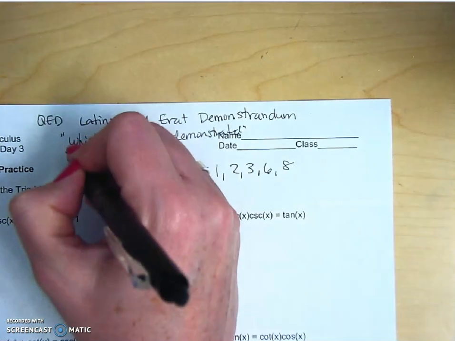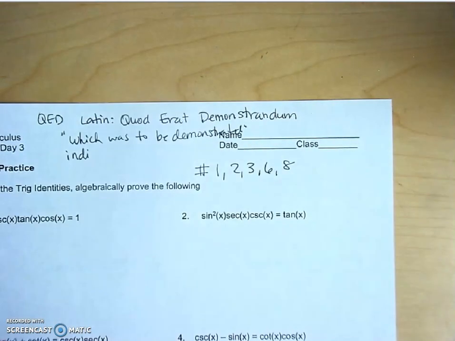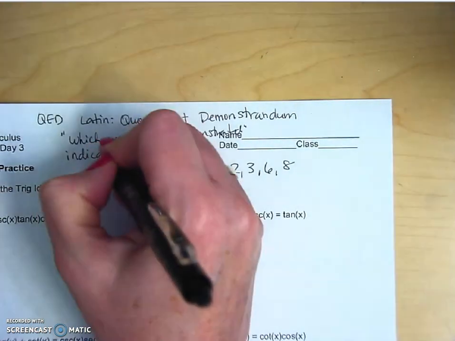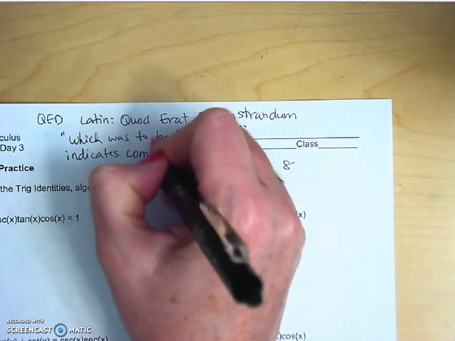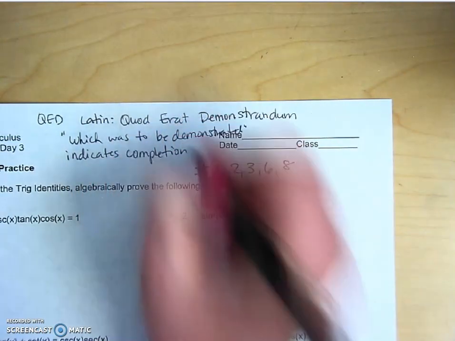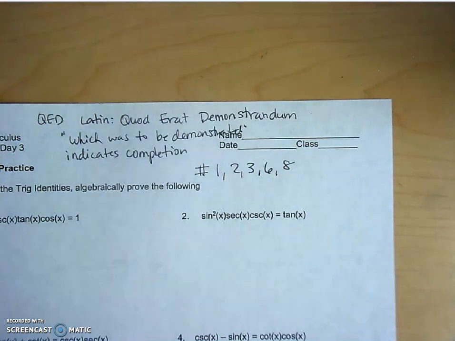Or, excuse me, it indicates successful completion. So we're going to be writing that at the end of our proofs. These are proofs, just because that's a thing that is done in math, and so we're going to be mathematicians.